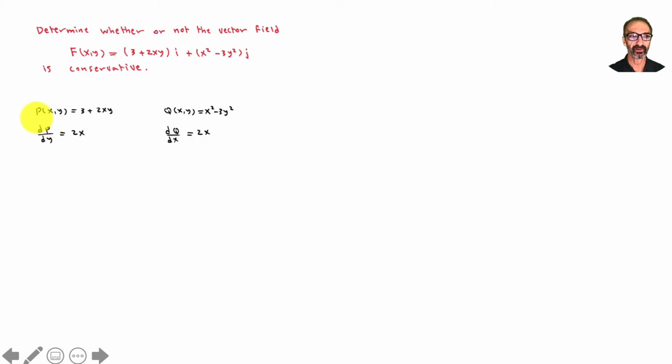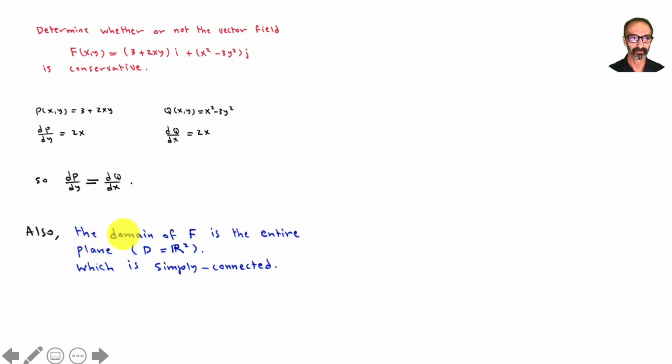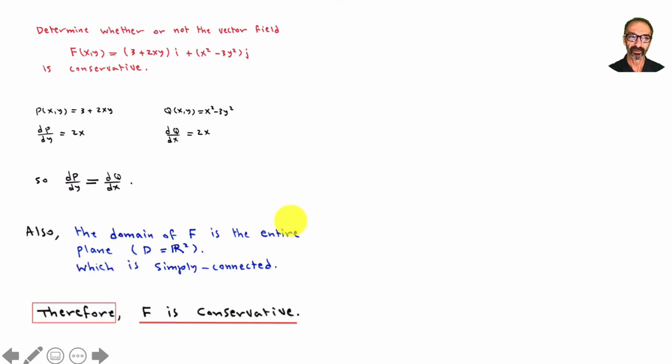Well, we have P of x,y equals 3 plus 2xy, and we have Q of x,y equals x squared minus 3y squared. dP/dy will be 2x, and dQ/dx will be 2x. They are equal, and that's a good sign. But we need to add this to the theorem. The domain of F is the entire plane, D equals R squared, which is simply connected. Therefore, F is conservative. So, without saying that, that's not full credit.